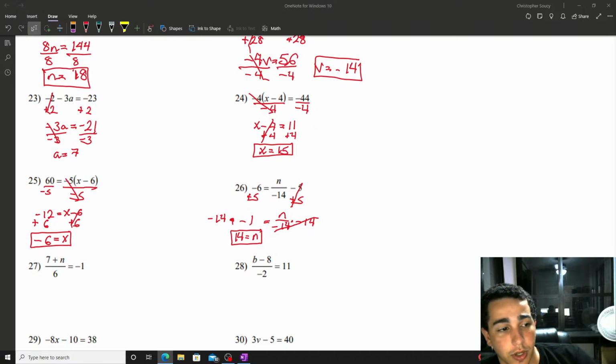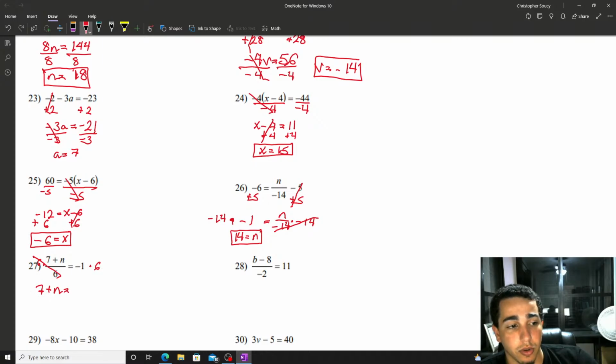Alright, for the next one, number 27, we have 7 plus n over 6 equals negative 1. What we're going to do first is multiply both sides by 6. So we're going to multiply the left side by 6 and the right side by 6. On the left, the 6 we're multiplying by and the 6 on the bottom are going to cancel. And we're going to have 7 plus n equals negative 1 times 6, which is negative 6.